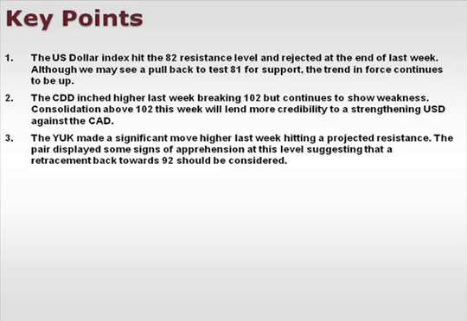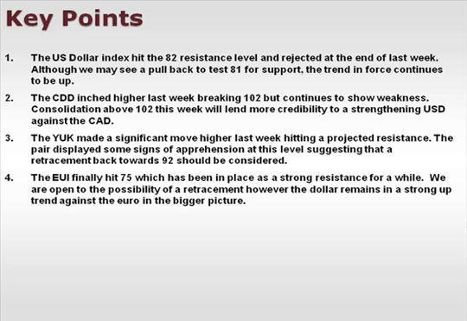The YUK made a significant move higher last week, hitting a projected resistance. The pair displayed some signs of apprehension at this level, suggesting that a retracement back towards 92 should be considered. The EUI finally hit 75, which has been in place as a strong resistance for a while. We are open to the possibility of a retracement. However, the dollar remains in a strong uptrend against the euro in the bigger picture.